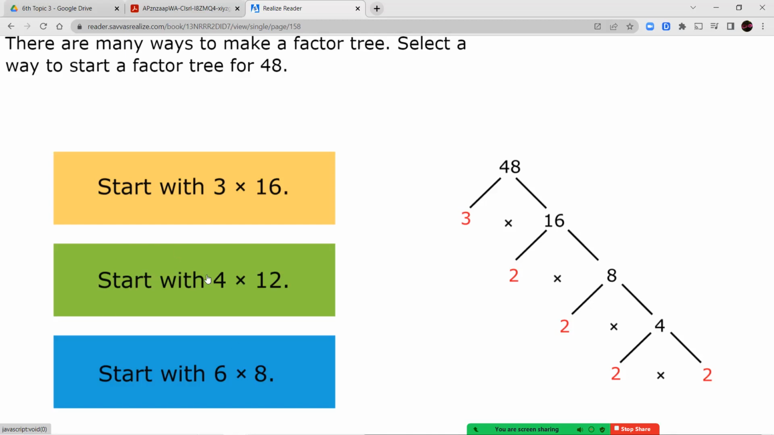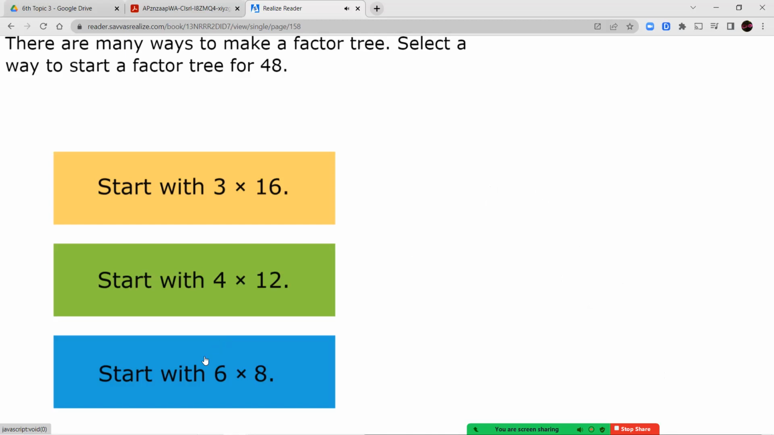Now you can also start, if you wanted to start with 4 and 12. You can split 4 into 2 times 2, and 12 would be 2 times 6. And the 6 could be split into 2 times 3. So you end up with the same prime factorization, no matter which way you go about this.